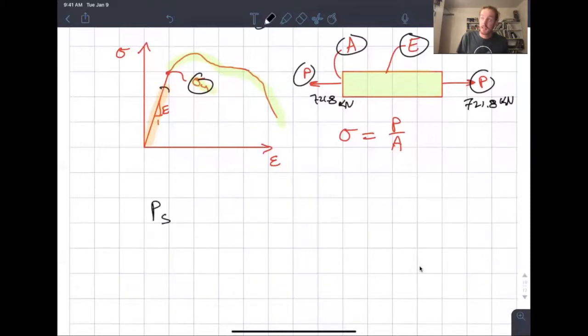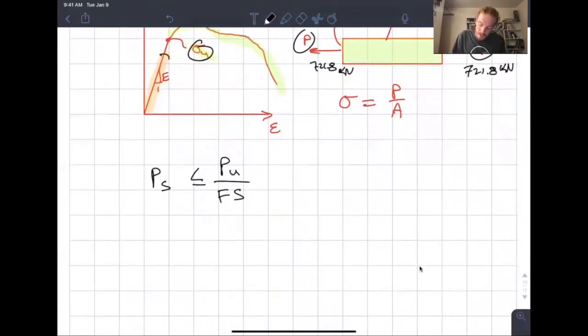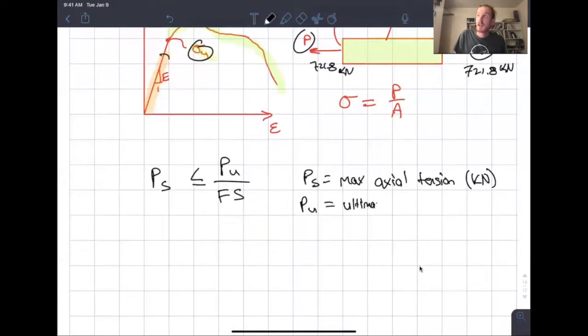P sub S is less than or equal to P sub U over Fs. So what that means is P sub S is the maximum axial tension in kilonewtons, and P sub U is the ultimate breaking strength, also in kilonewtons. And this term Fs stands for factor of safety.